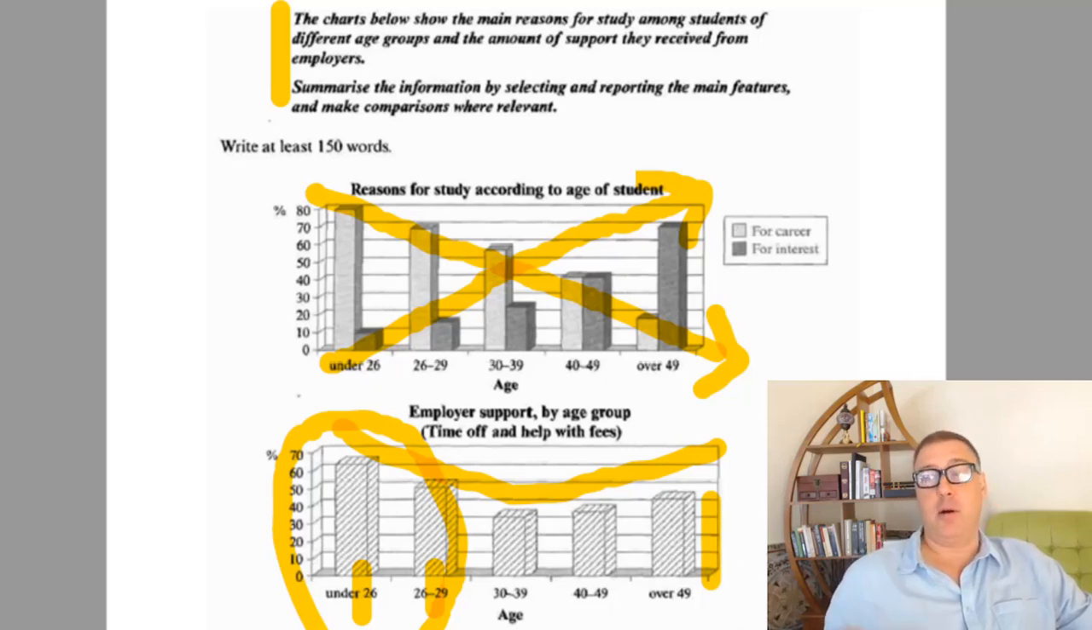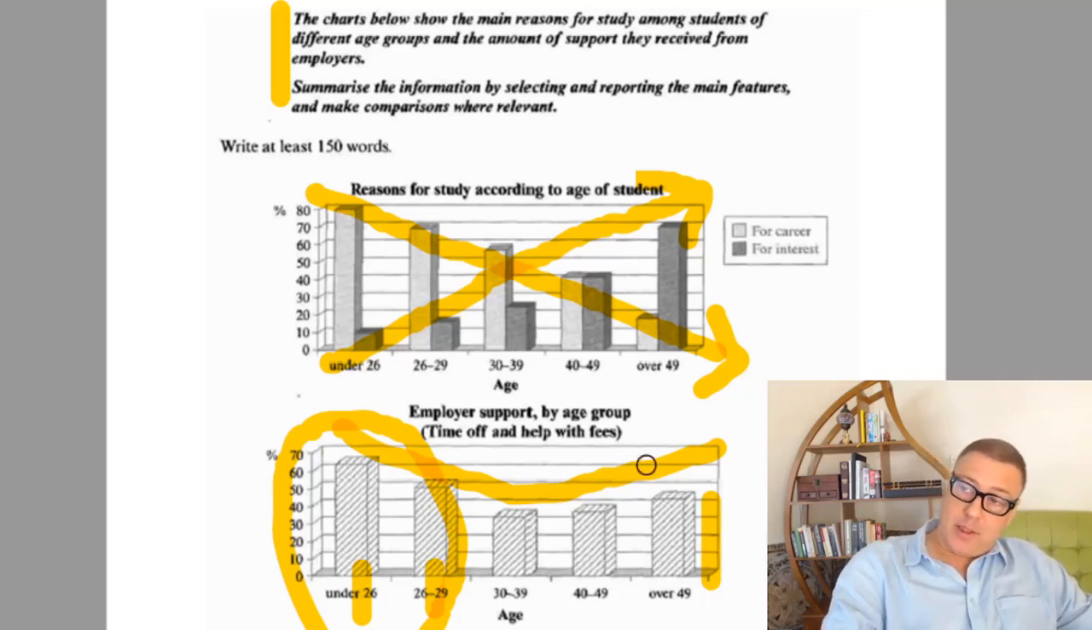So essentially what we've got for our overview is these three bits of information. So the reasons for study show a kind of contrasting pattern. The number of those studying for interest is higher the older the student is, and those studying for career is highest among the youngest students. Young students tend to study for career reasons. Older students tend to study out of interest. And the second one, employer support is greatest among younger students, with the exception being that those in the 49 and over age group also receive a considerable amount of support, something like that. That's our information. That's all we need for our overview.